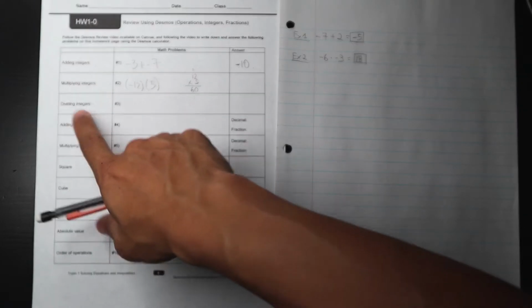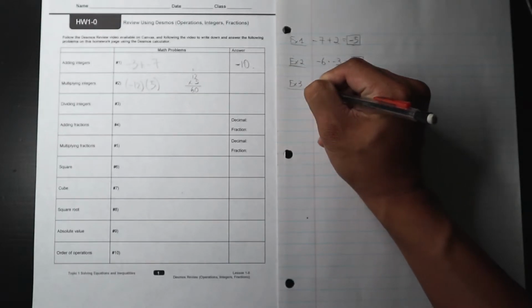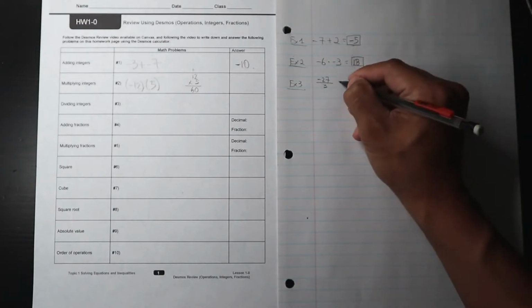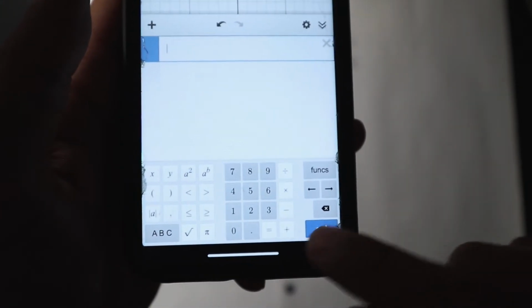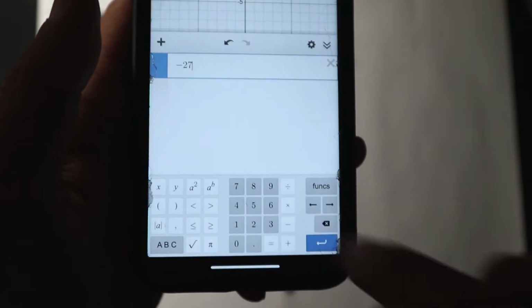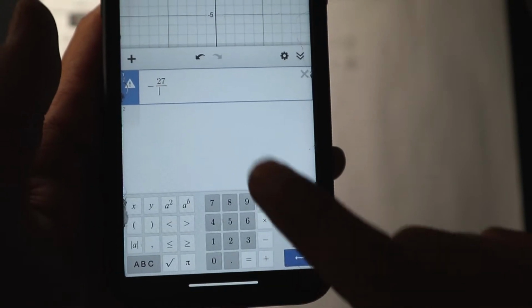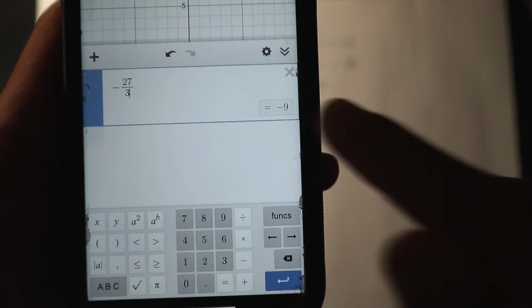Well, next we're going to problem number 3. Now, problem number 3 says dividing integers. So I'll give you example 3. Okay, if you were to divide negative 27 divided by 3 like this, well, on your calculator, you would first press negative 27, and then you press the division sign, which is the same as the fraction. When you press the division sign, you see a fraction, and then you press 3. And then the answer should pop up, negative 9. So you write negative 9 for your final answer.